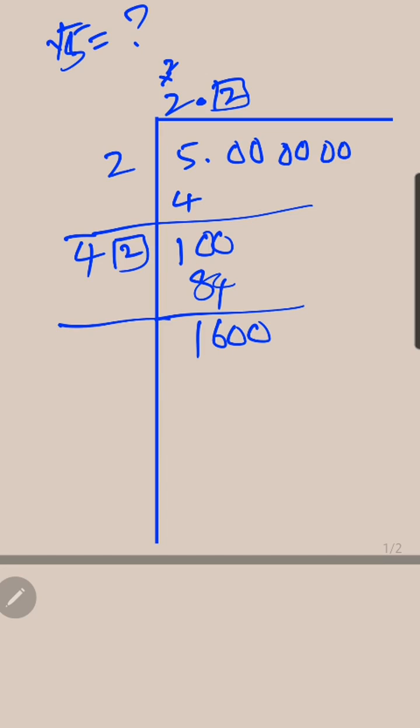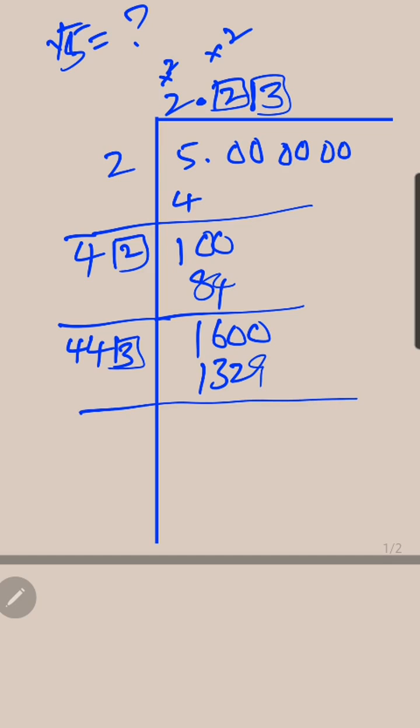Now what you have to do, 22 multiply with 2, 22 2s are 44. Again one more number we need. So if I take 3, 443 3s are 1329, so it is less than 1600. If I take 4, it is more than 1600. That's the reason. If I subtract it, I'll get 271. Again bring down 2 more zeros. So again 223, if I multiply with 2, I'll get 446.